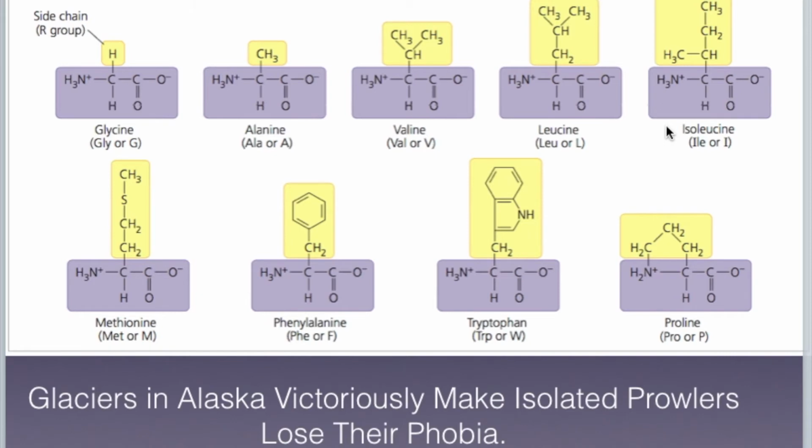All right, so let's just do it again. Then we move on to another group. So glaciers in Alaska victoriously make isolated prowlers lose their phobia. We know that they are in the hydrophobic group, and there are glycine, alanine, and we know the prefix. If we add a prefix to alanine, it becomes phenylalanine. Then victoriously corresponds to valine, methionine, isoleucine, proline, leucine, and tryptophan.